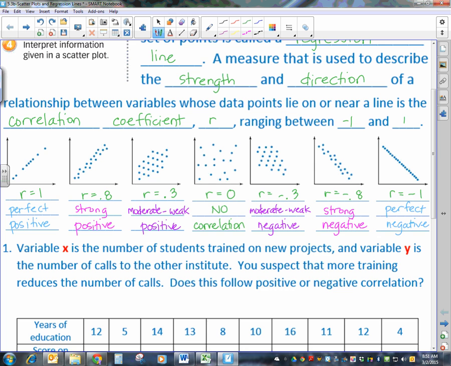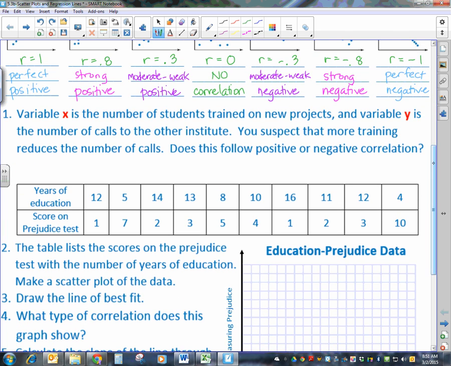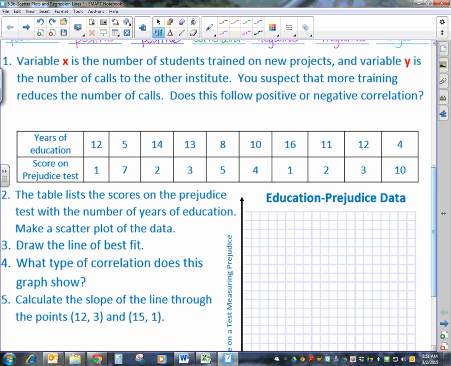So look at the question that we have here. Variable x is the number of students trained on new projects, and variable y is the number of calls to other institute. You suspect that more training reduces the number of calls. So more training is our x. So as x gets larger, you're saying that y gets smaller. So is that a positive or negative correlation? And if you need to think about the dots, then it's doing something like that. So we would say this is an example of a negative correlation.